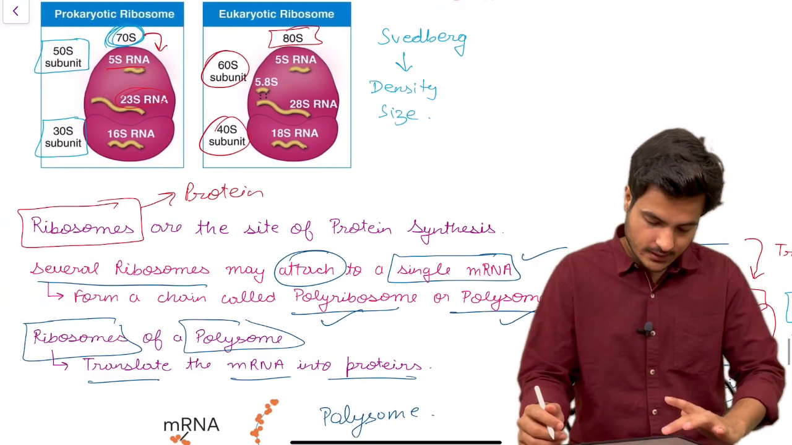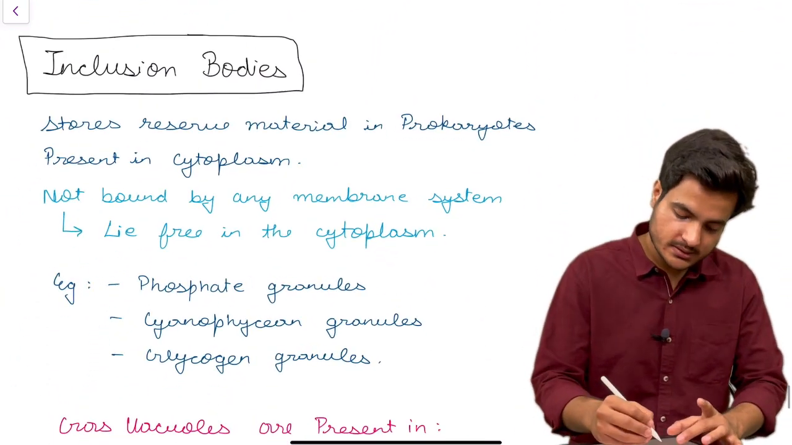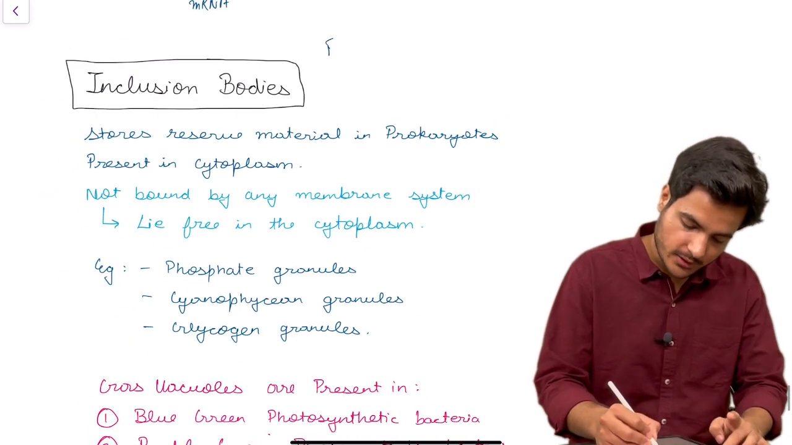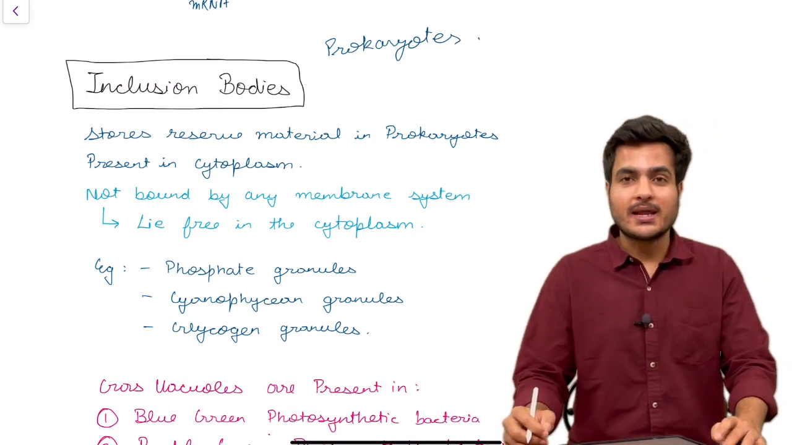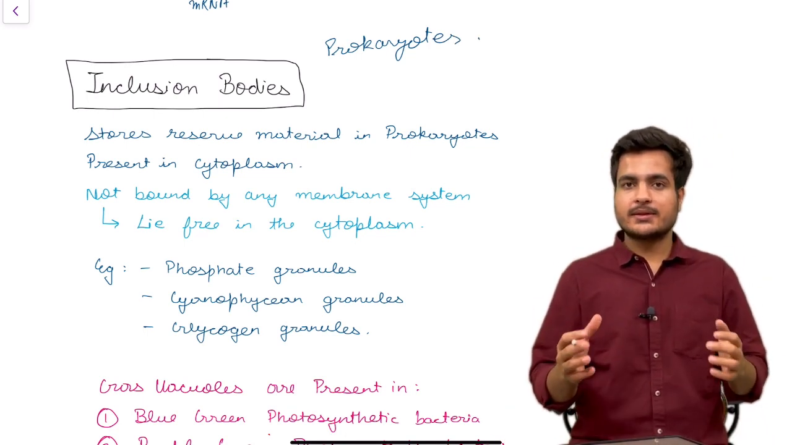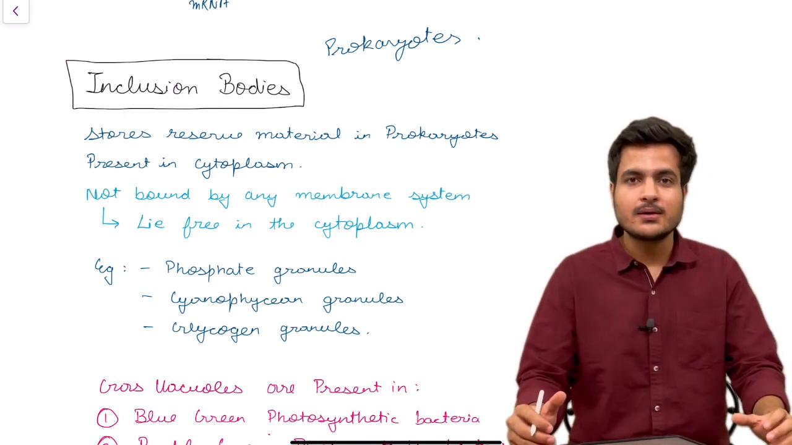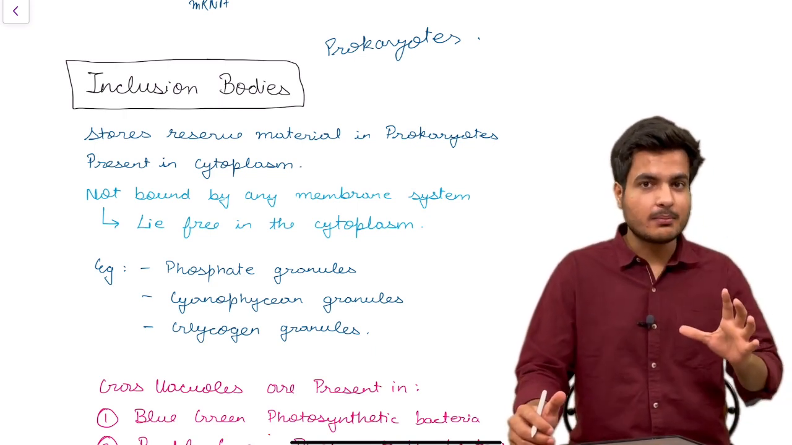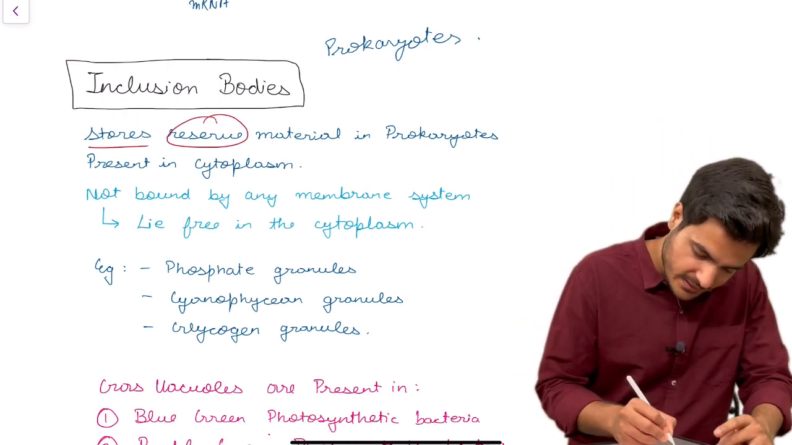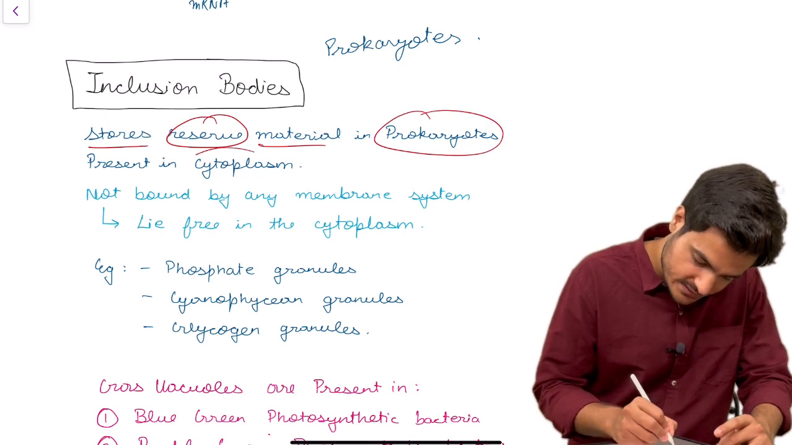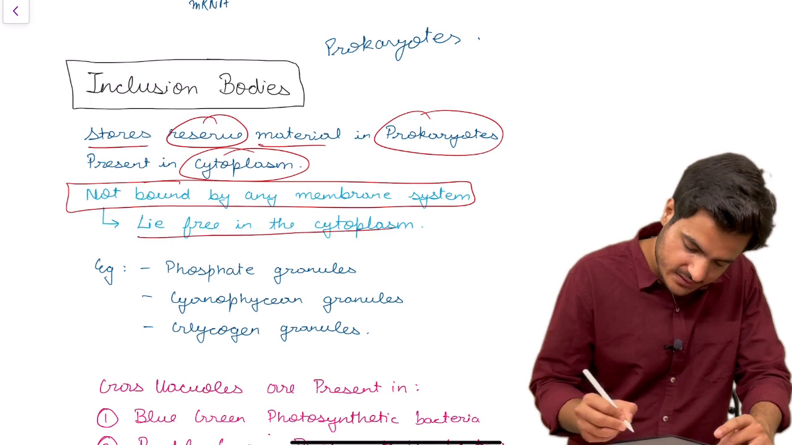Now let's study inclusion bodies. Inclusion bodies are characteristic of prokaryotes, and these are like open almirahs without a gate. They are present inside the cytoplasm and they store reserve food material, but they do not have a membrane bound structure around them. So they store reserve material in prokaryotes, present inside the cytoplasm. They are not bound by any membrane system and lie free in the cytoplasm.